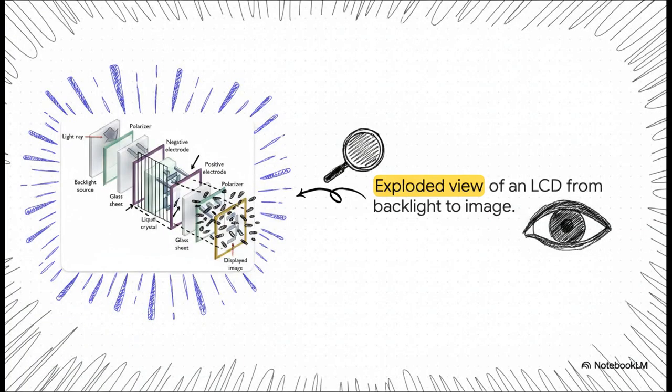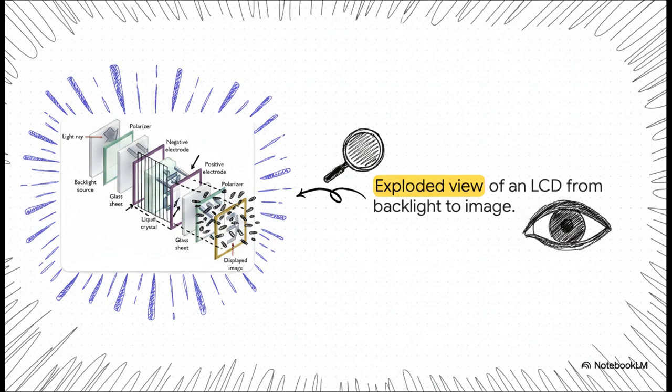Let's actually build one of these devices in our minds, looking at the complete architecture from back to front. Starting at the very back, you absolutely need a backlight, because remember, LCDs do not generate their own light. That light travels forward, hitting a polarizer. Think of the polarizer as a strict bouncer. It only lets light waves vibrating in one specific plane pass through.